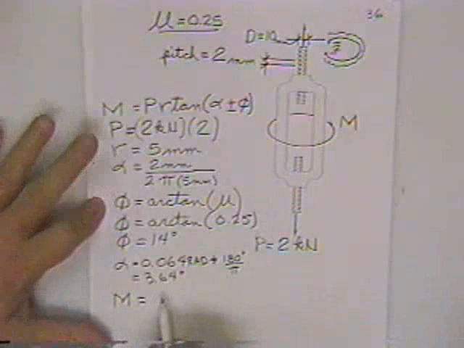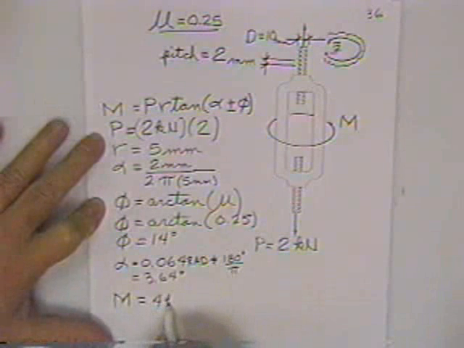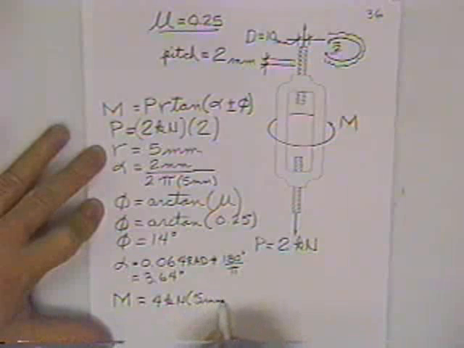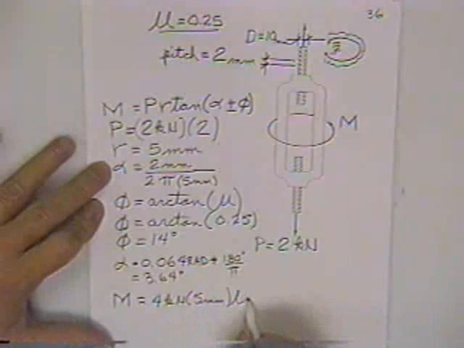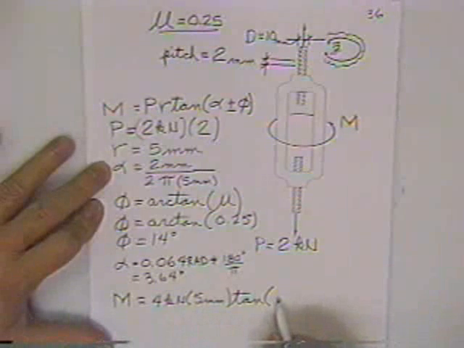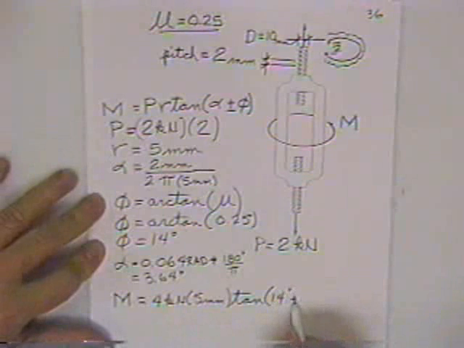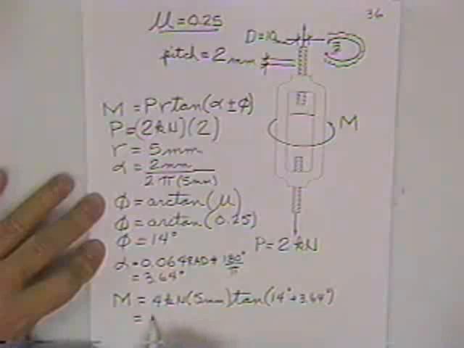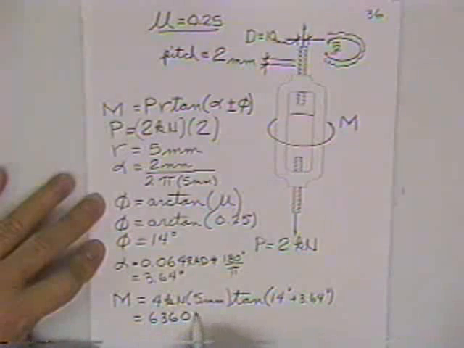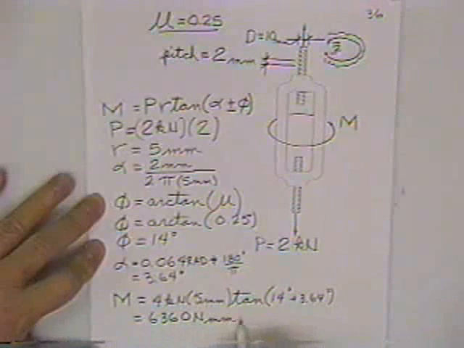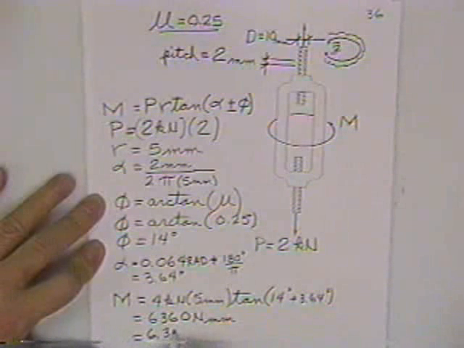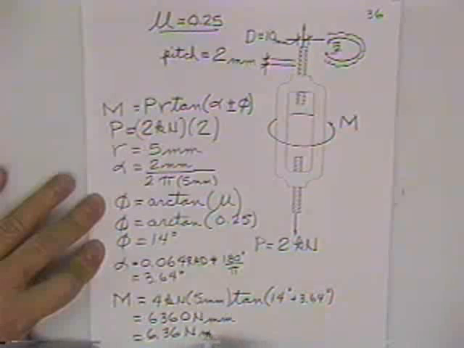The moment is equal to the load is 4 kilonewtons multiplied times the radius is 5 millimeters multiplied times the tangent of the angle 14 plus 3.64. You multiply all that out and you get 6360 Newton millimeters. A little unusual term there. It would usually be Newton meters, so probably the book would say 6.36 Newton meters.